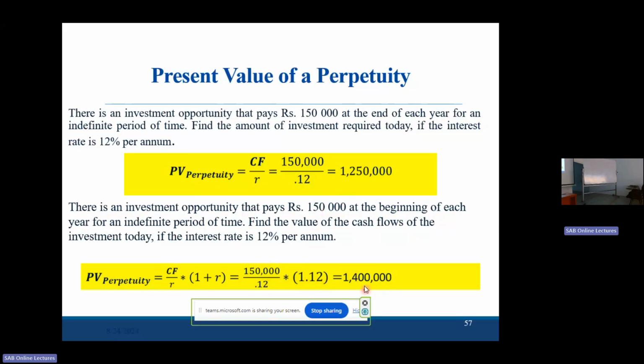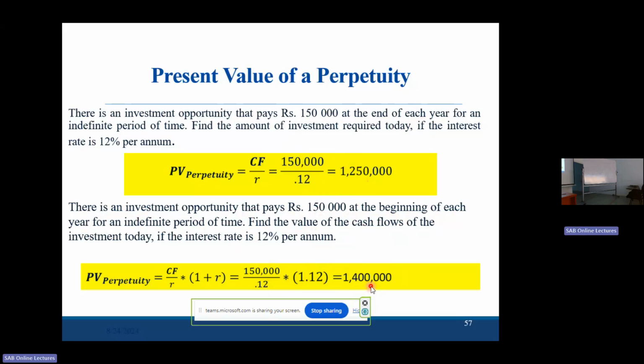So you can see here the present value is 1.4 million. This is greater than the 1.2 million because of the time value of money, because here this 150,000 occurred as a beginning cash flow. Therefore its value is 1.4 million. When it occurs at the end of each year, the value is 1.25 million. So that is the present value of the perpetuity type cash flow. That is easy.